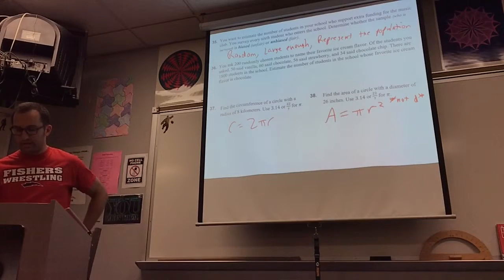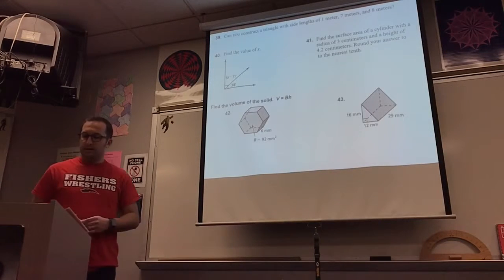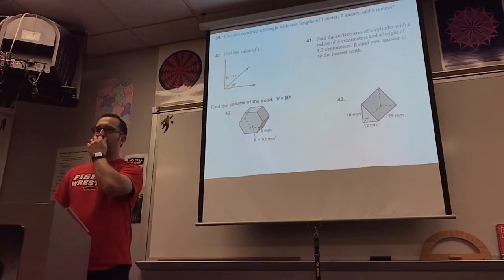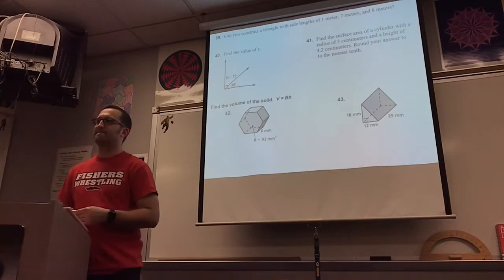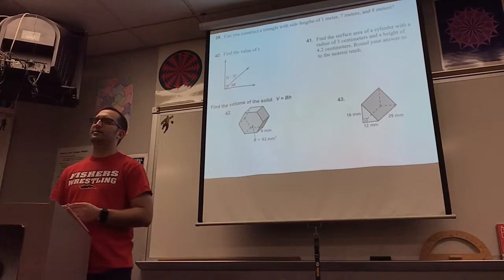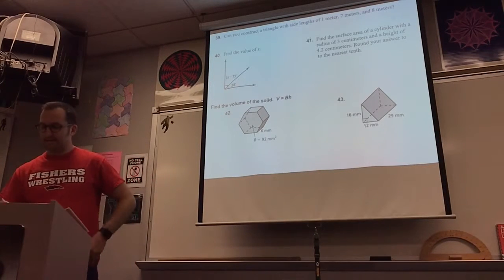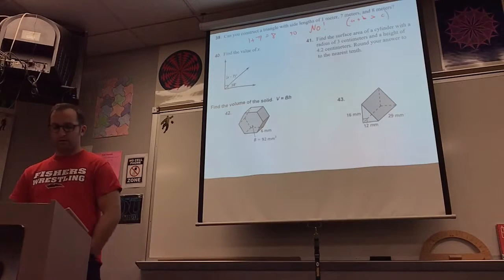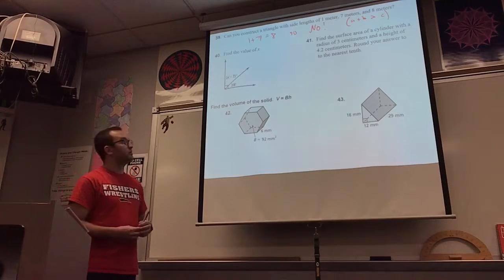Moving on. We've got a short time, so I want to make sure we get to some more. Can you construct a triangle with side lengths of 1, 7, and 8? No. Why? Because 1 plus 7 equals 8, and it has to be greater than. Good. 1 plus 7 is equal to 8, so no. Remember, A plus B must be greater than C. Right? It has to be greater.